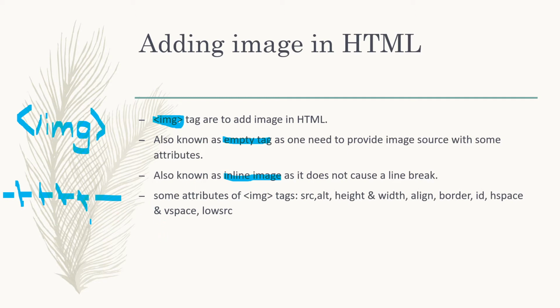For making the image appear in a new line or in a new section, we have to use the br tag. So with the help of the br tag, we can insert the image in a new line also. But by default, the image tag does not cause any line break. Some attributes that are used with the image tag are src, alt, height and width, align, border, id, hspace, vspace and low resolution. All these attributes we are going to study now.